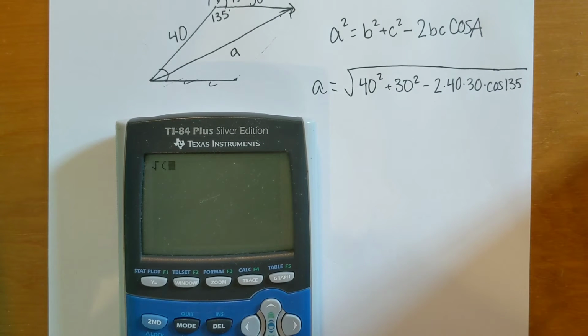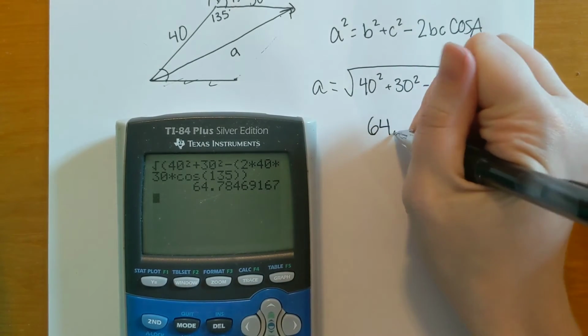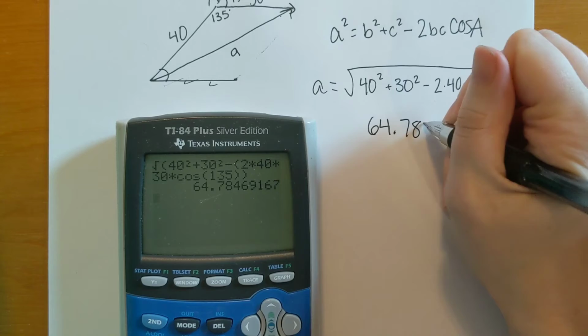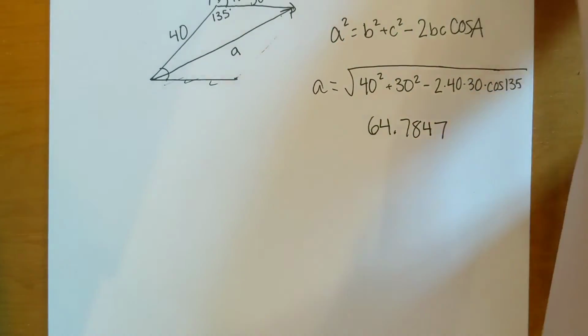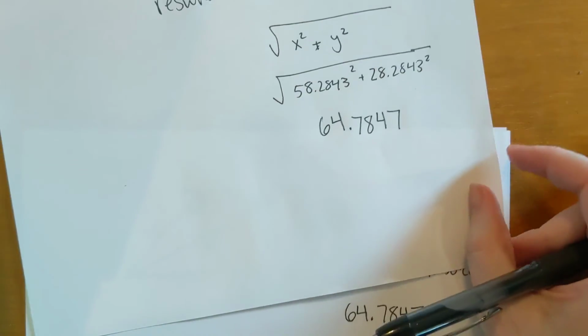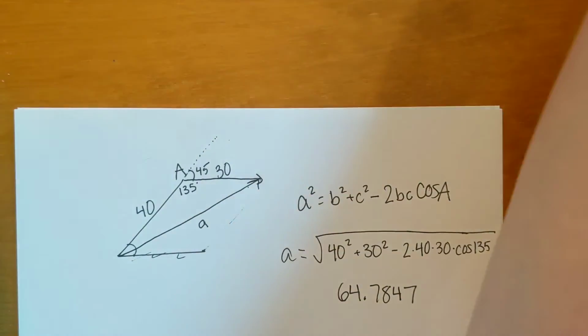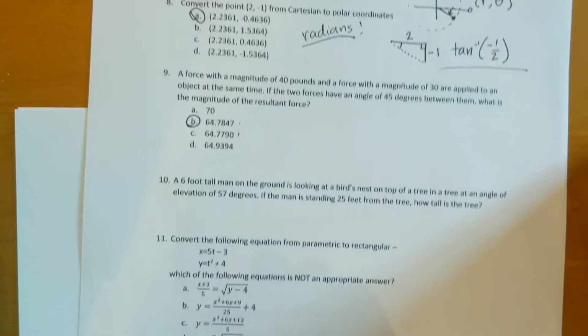Putting it all in, making sure everything goes where it's supposed to go. 40 squared plus 30 squared minus, I'm just going to do some parentheses, 2 times 40 times 30 times cosine of 135. And we get 64.7847, which is the same thing we got here. And it's the same thing that we got as our answer. So that's good. It all worked out.